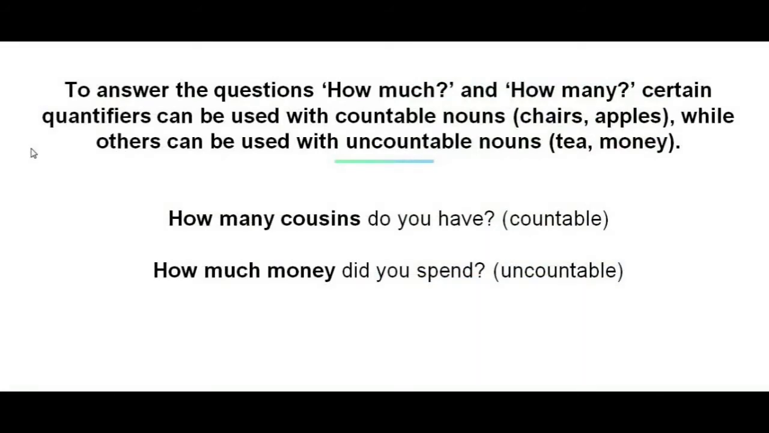Now, to answer the questions how much and how many, certain quantifiers can be used with countable nouns, such as chairs and apples, while others can be used with uncountable nouns, such as tea or money. Now have a look at the examples below. How many cousins do you have? Note that the quantifier many in the sentence is used with a countable noun, cousins. But in the sentence, how much money do you spend? The quantifier much is used with an uncountable noun, money.